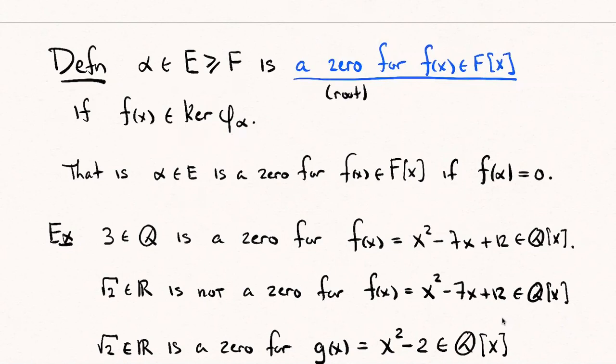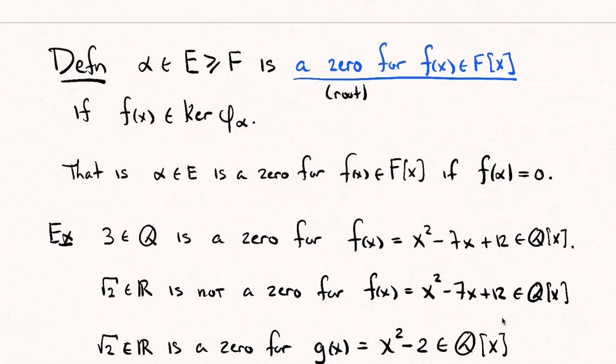So it's kind of interesting. I'm kind of turning the table around a little bit, and I'm saying that an element is a zero for a polynomial if that polynomial is in the kernel of the evaluation at that element. Takes a little bit of getting used to, but one of the benefits of it is that everything we know about ideals and homomorphisms comes into play as our tools when we think about stuff like this.